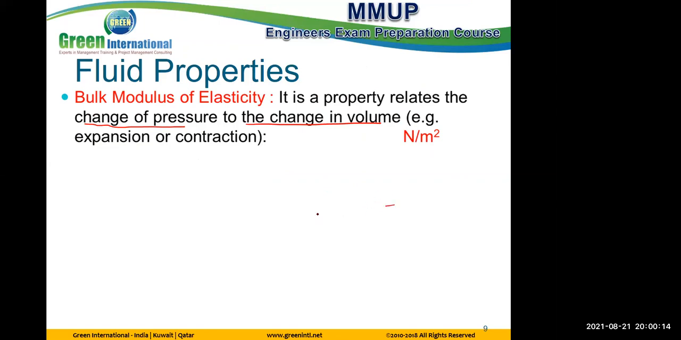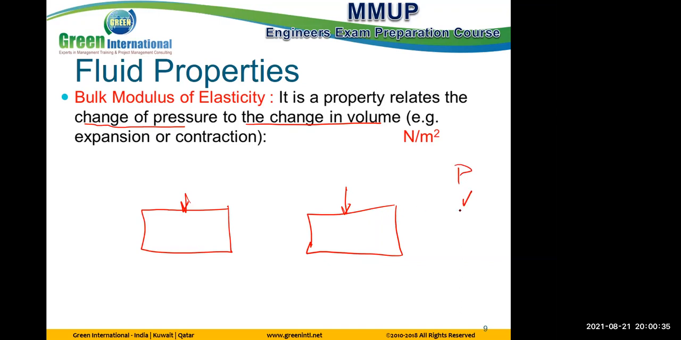Let's see. If you have two materials, two fluids, you know, a fluid is a liquid or gas. You have two fluids like this, and I apply pressure. You have two parameters, pressure and volume. You should keep one constant to measure the other, to be able to understand the meaning of bulk modulus.